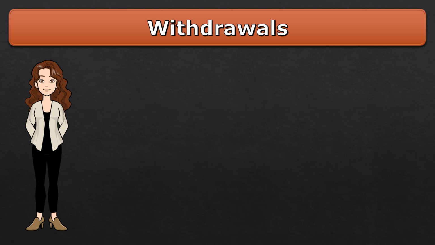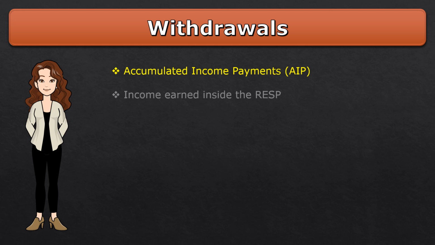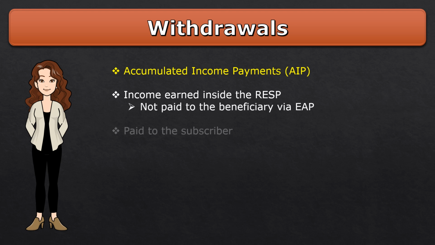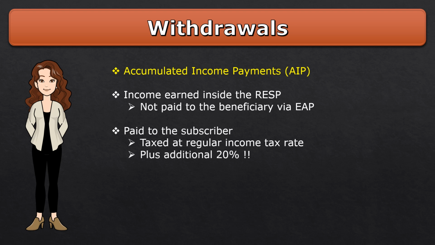The third type of withdrawal from an RESP is called Accumulated Income Payments, or AIPs. This is the withdrawal of income earned within the RESP, but only in the case where it's not paid to the beneficiary via an EAP. AIPs are paid to the subscriber and are taxable at the regular income tax rate of that individual, plus an additional 20% tax. So, if you were thinking of using an RESP as a tax shelter to grow your money, that's a bad idea. You'll pay more taxes than if you had invested the funds in an unregistered account.